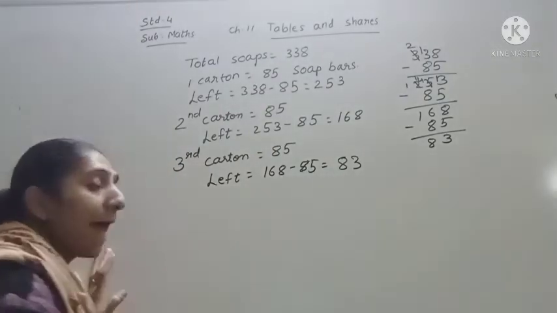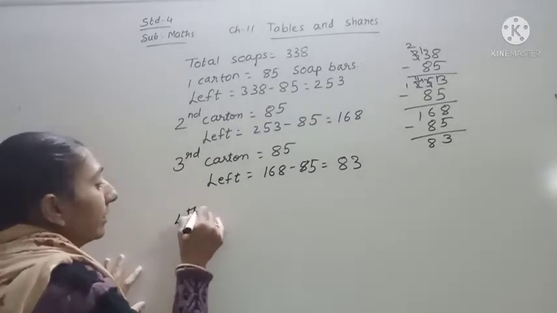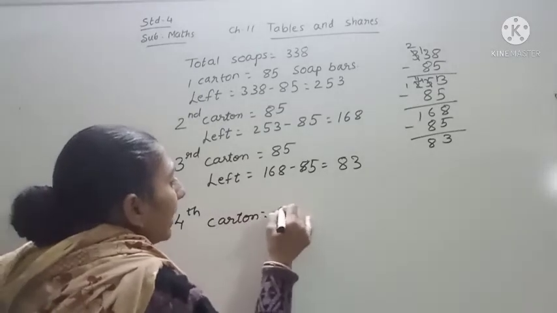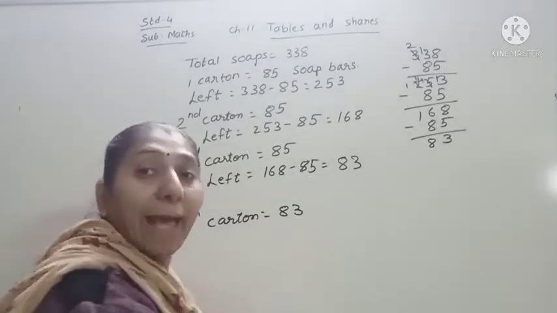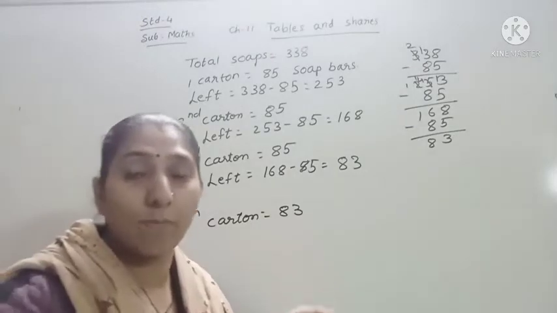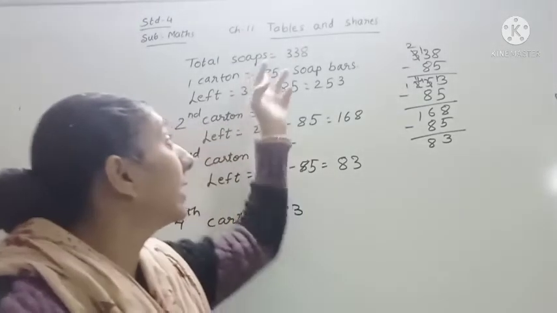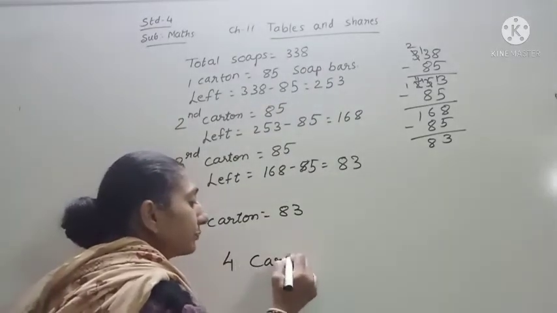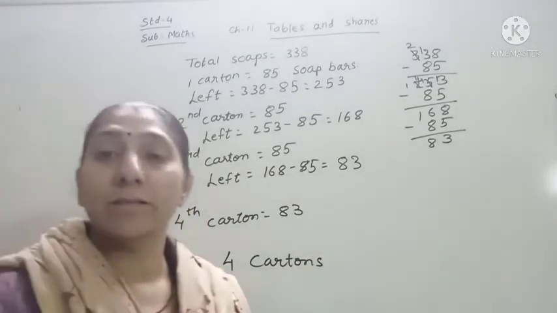So she will have to make another carton, the fourth carton, for packing the remaining 83 soap bars. So totally how many cartons are needed to pack 338 soaps? 4 cartons are needed to pack 338 soaps.